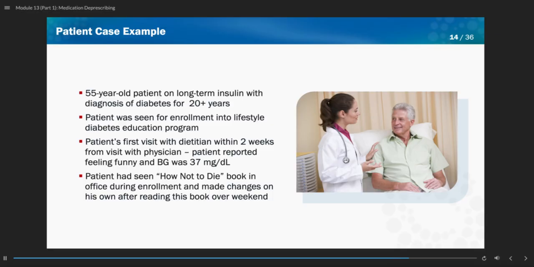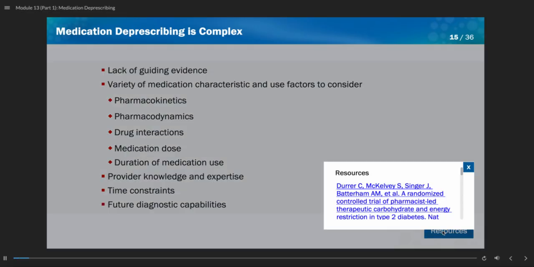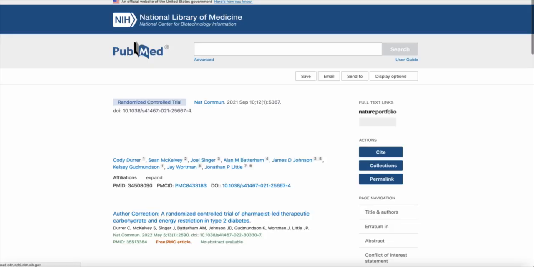In this patient case, you can see the patient level of engagement is an important planning factor as it can have a dramatic effect on the intensity of the lifestyle treatment. Let's move on to our second learning objective as we discuss the various methods of medication deprescribing.